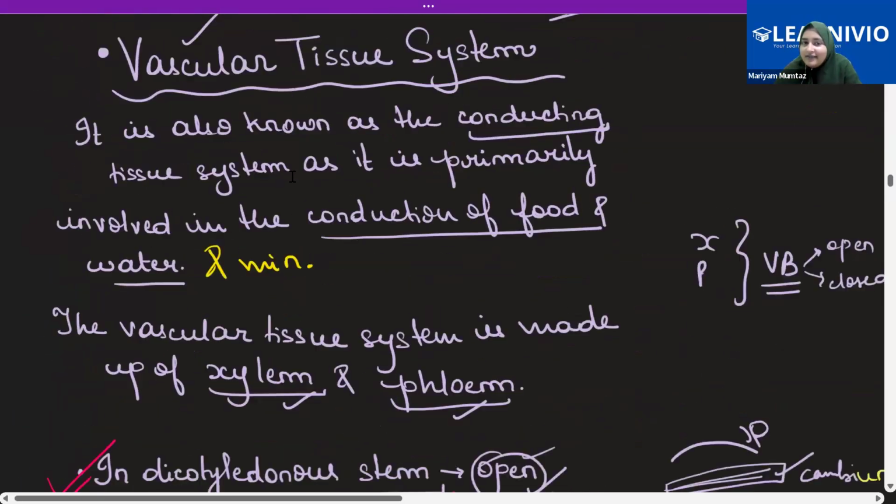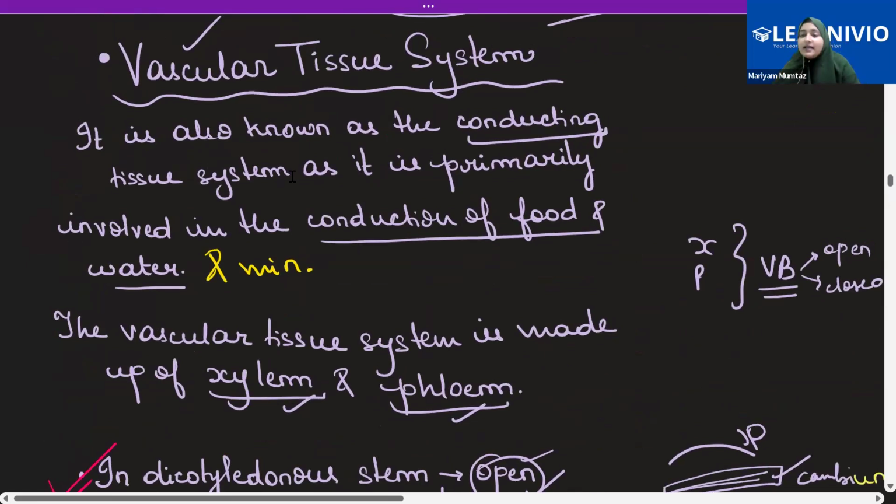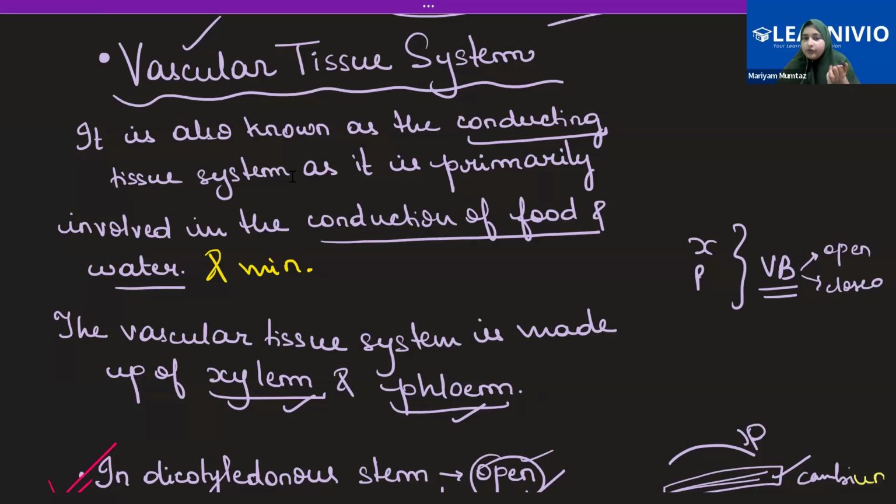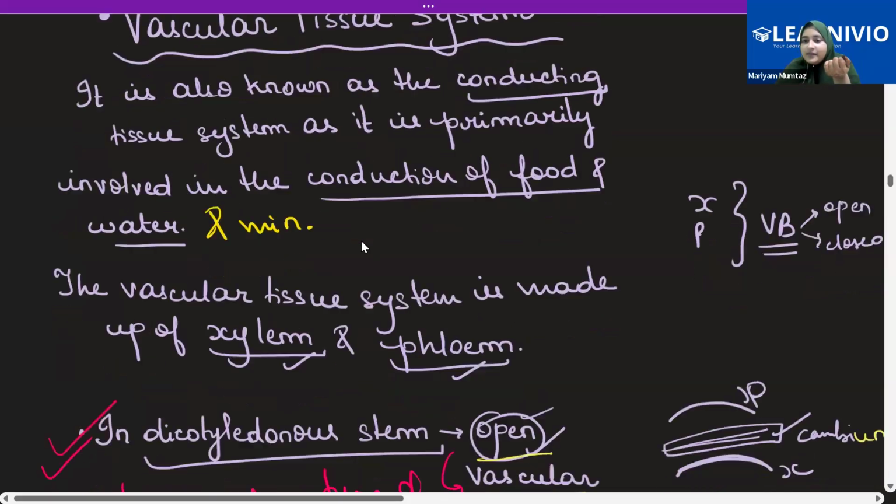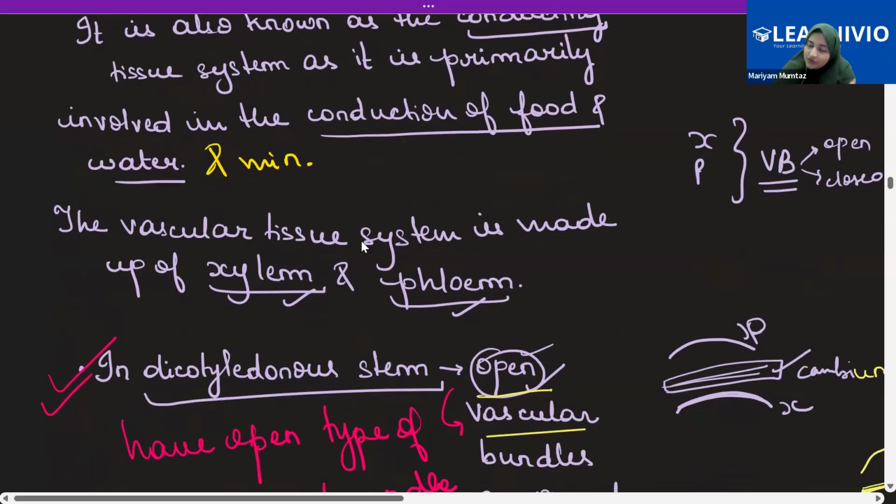Then we come to the last tissue system, your vascular tissue system. This is the conducting tissue system, which is responsible for conduction. Conduction means transportation of food, minerals, and water, right? The vascular tissue system is made up of the complex permanent tissues of the plant, that is xylem and phloem.